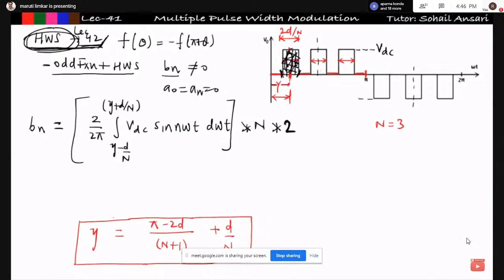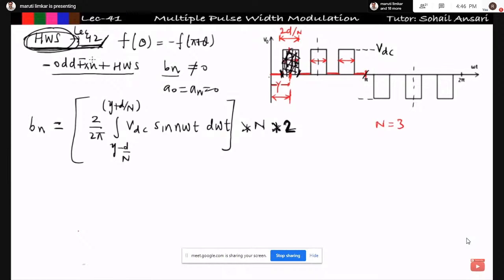See, I am finding the Bn up to pi only. From pi to 2 pi, I am not finding it. From pi to 2 pi also, the Bn will remain the same as what we get from 0 to pi. That's why I am multiplying this by 2. Got it? All this concept I will explain in the application of Fourier series, that is the next lecture. Up till now, just understand how to find the value of Bn in the Fourier series expression.